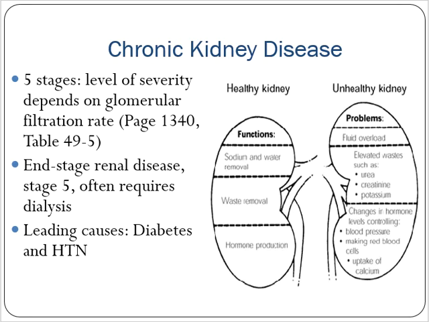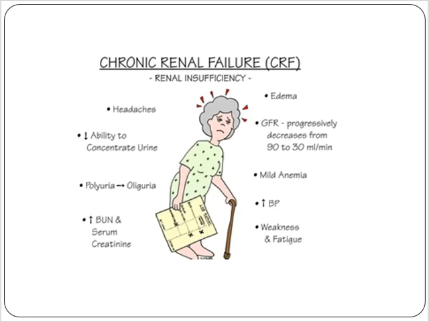This is a picture of a lady in chronic renal failure. She might experience headaches, a decreased ability to concentrate her urine, polyuria, which eventually will lead to oliguria, an increased BUN and serum creatinine level, edema, a progressively worsening GFR level, glomerular filtration rate, anemia, increasing blood pressure, weakness, and fatigue.